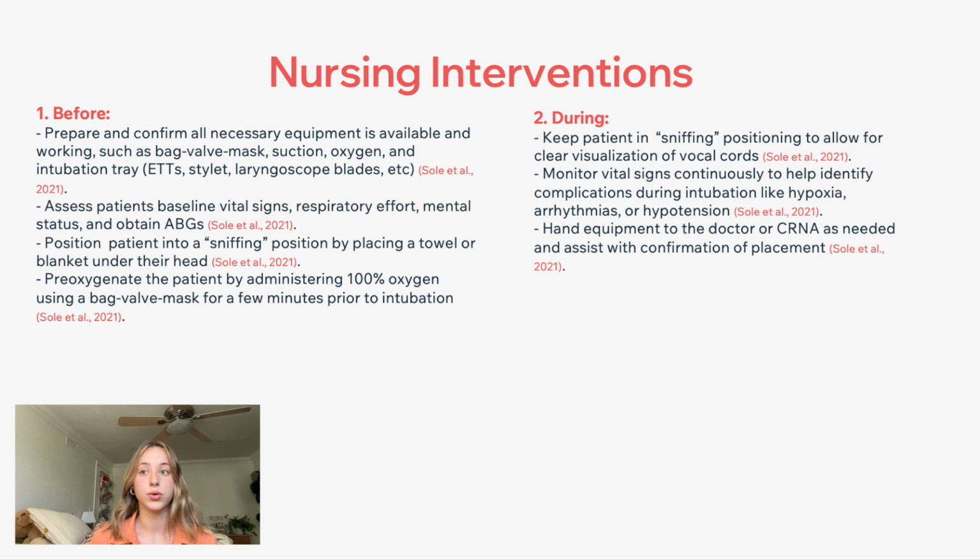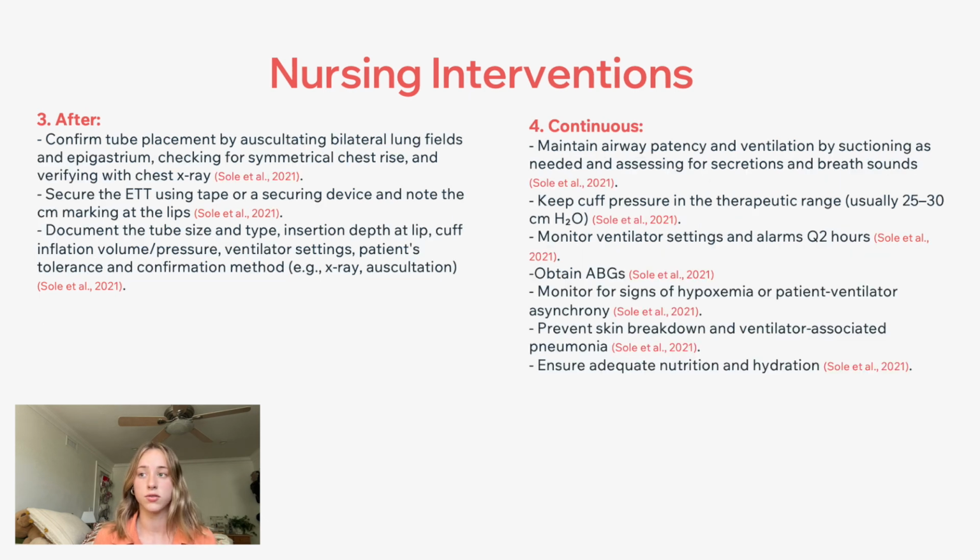You also need to continuously monitor vital signs to help identify any complications during intubation, like hypoxia, arrhythmia, or hypotension. And then you need to be prepared to hand equipment to the doctor or CRNA as needed and assist with confirmation of placement. After the placement is done, you need to confirm the tube placement by auscultating the bilateral lung fields and the epigastrum. What you're looking for here is symmetrical chest rise and verifying with the chest x-ray as well, which is the gold standard.